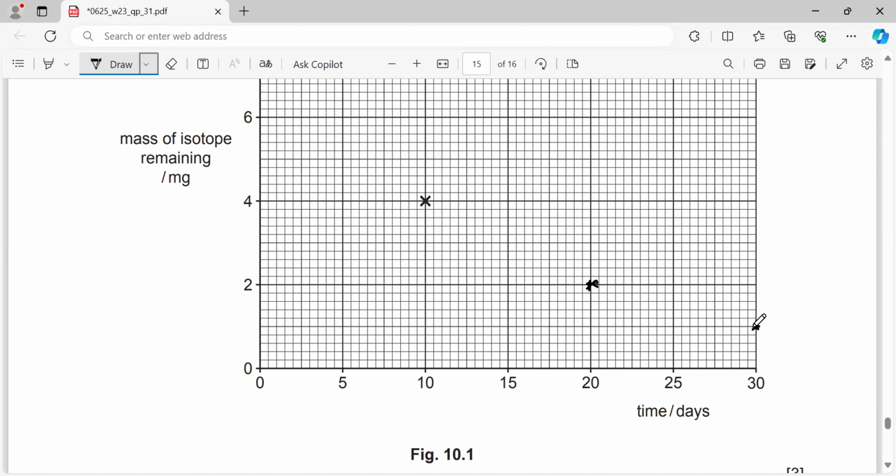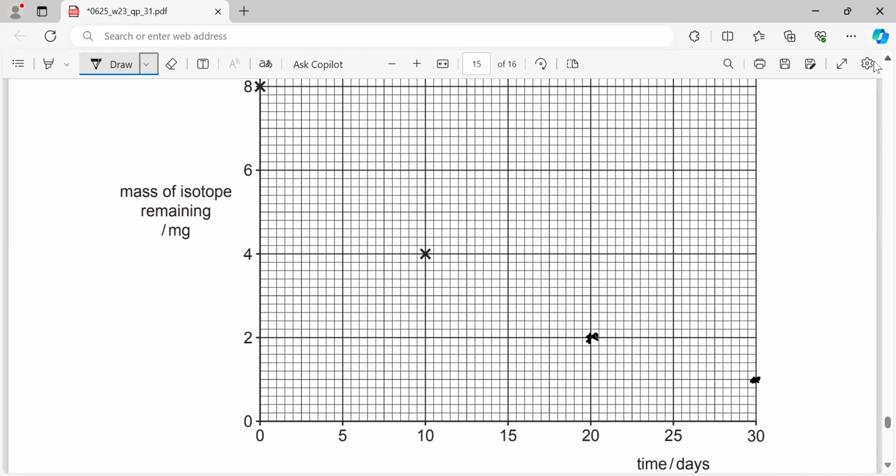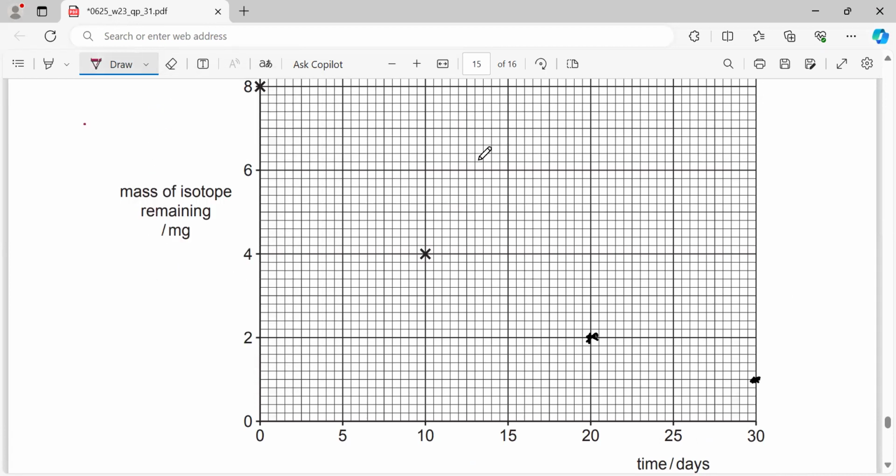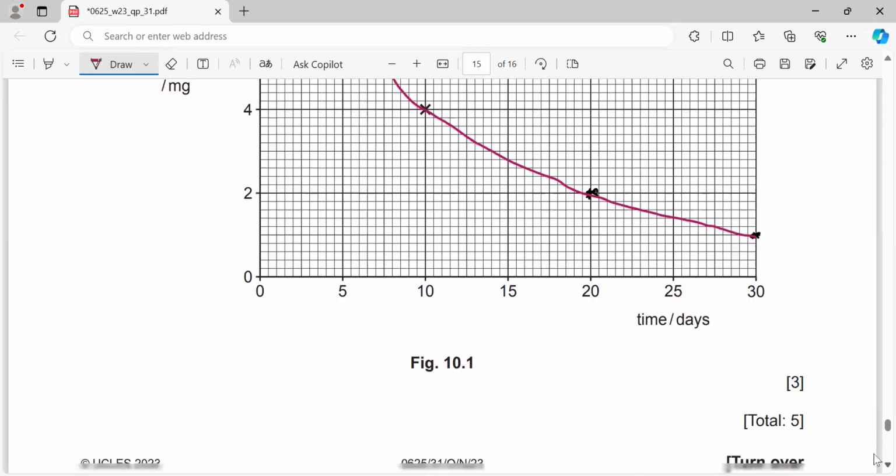Let's sketch, going to use this color. Okay, so the graph is like this. Okay, connect all the coordinate points.